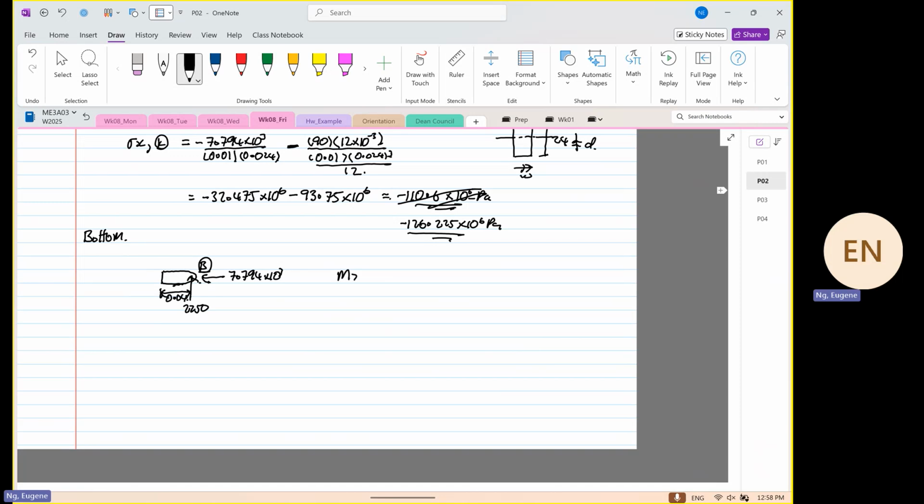So moment about Z, which is the most important, is equal to 2250, right? So I'm going to take positive going this direction. So 2250 multiplied by a distance of 0.04. The answer is equal to what? 2250 times 0.04 is also equal to 90. And now it's positive because the direction is going this way. And it will be compression tensile. Are we clear?